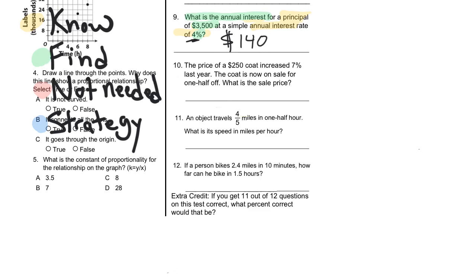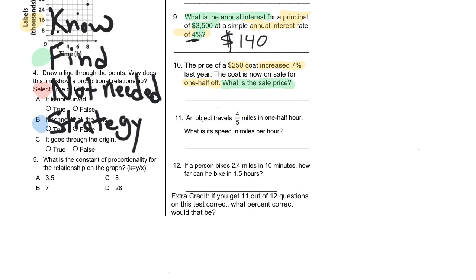The next one says, the price of a $250 coat increased 7% last year. The coat is now on sale for half off. What is the sale price? So we have a couple things going on here. I'm thinking the best thing to do is start with what they're asking us to find. They're asking us to find the sale price. What do we know? We know that it's a $250 coat. We know that it went up by 7%. And then we know that it's half off.